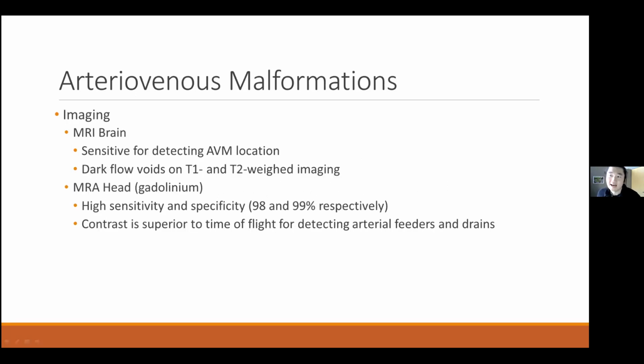MR imaging is highly sensitive for detecting an AVM. You're going to see these very dark, prominent flow voids on T1 and T2 weighted imaging, again because of the high flow shunting nature of AVMs. An MRA head study, usually in conjunction with gadolinium administration, is very sensitive and specific.